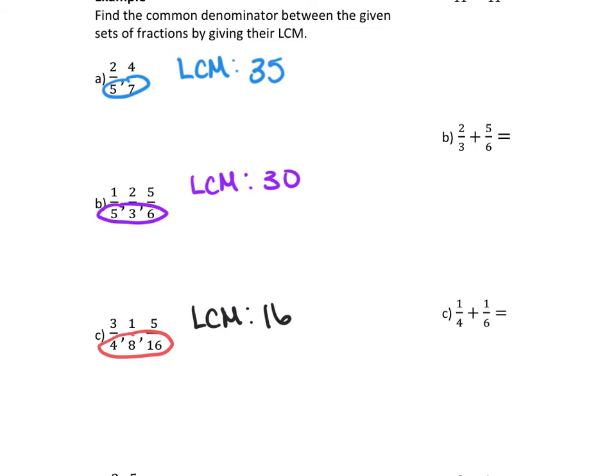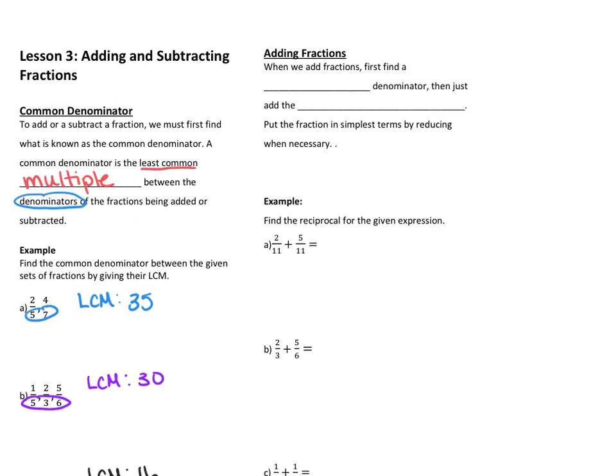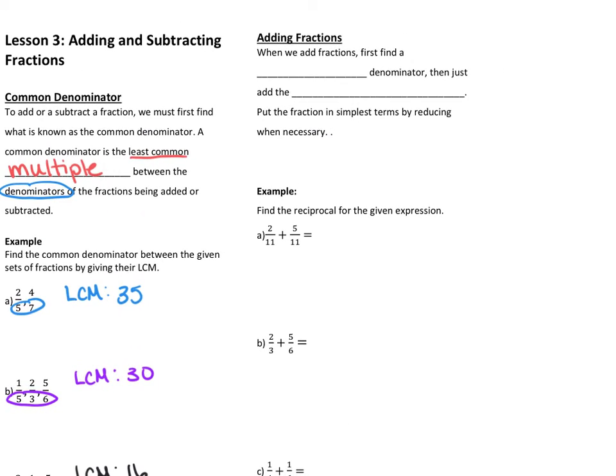So once we are able to establish our LCMs, we can talk about adding these fractions. And when we add fractions, we're first going to find a common denominator. Then we're going to add just the numerators of the fractions. So once we have a common denominator, we're going to add the numerators. So if you look at this first one, it says find the reciprocal for the given, shouldn't say reciprocal, it should just say add the fractions. So we're just going to add these.